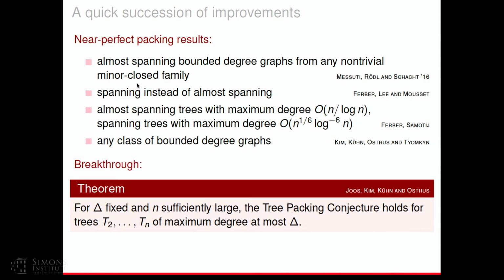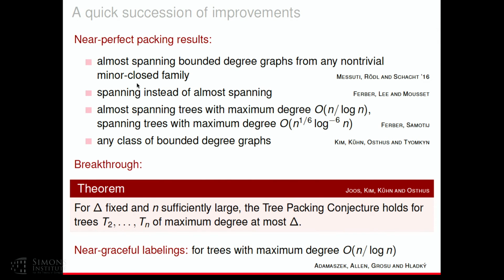But now returning to the tree packing conjecture, there was recently also some breakthrough which builds on this work, and I will explain in a second, by Joos, Kim, Kühn, and Osthus. They showed that indeed the tree packing conjecture is true as long as n is sufficiently large and my trees have bounded maximum degree. So this I will talk a little bit more about in a second.